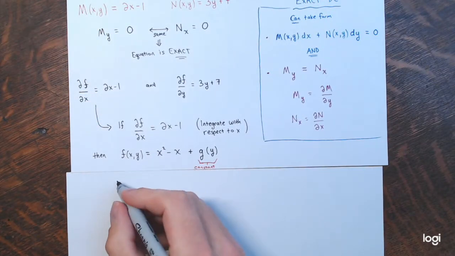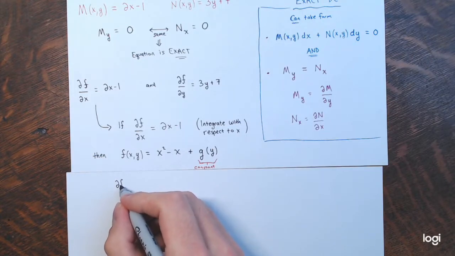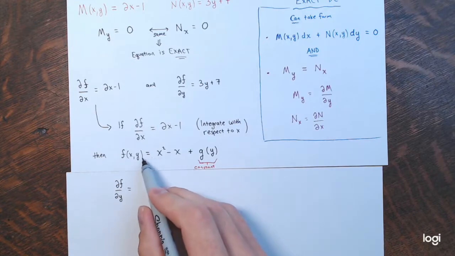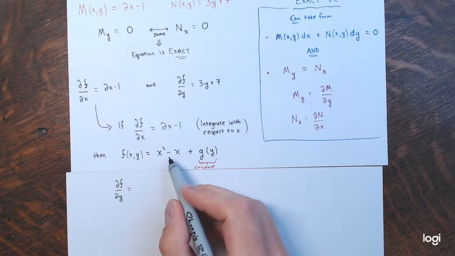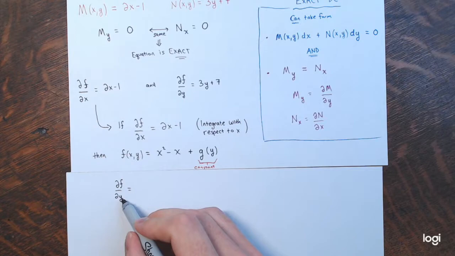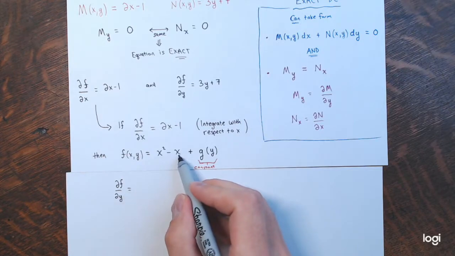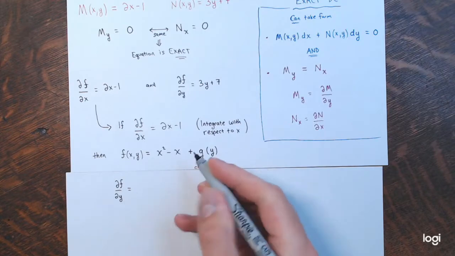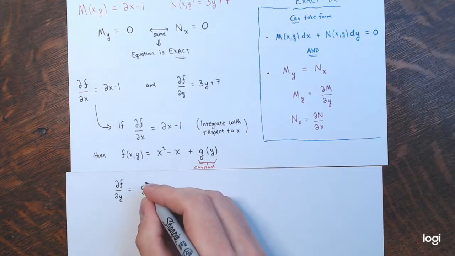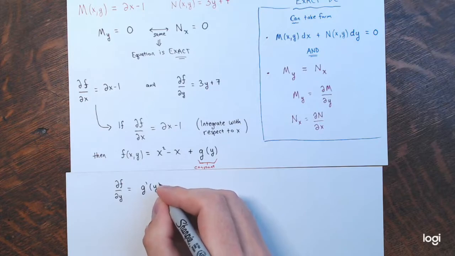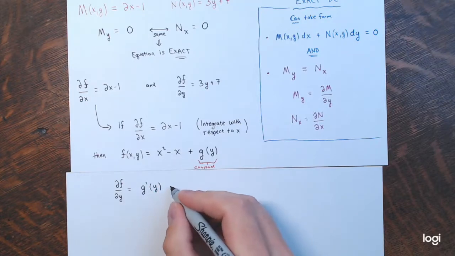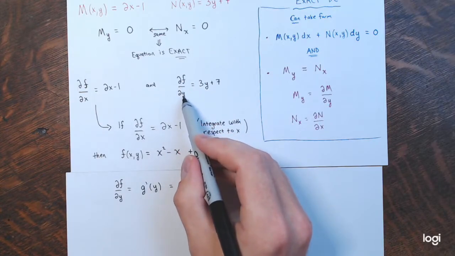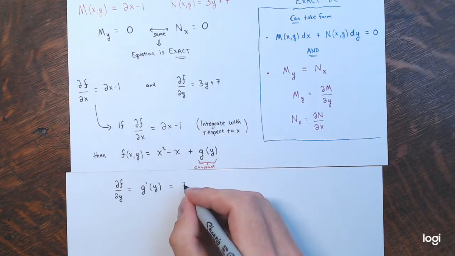So then the partial of f with respect to y would be, going through this form here, you're taking the derivative with respect to y, so all the x's are considered constant. So this would be 0 minus 0 plus, and then whatever this derivative is, g prime of y. And this should be equal to what we said the partial of f with respect to y was earlier, 3y plus 7.